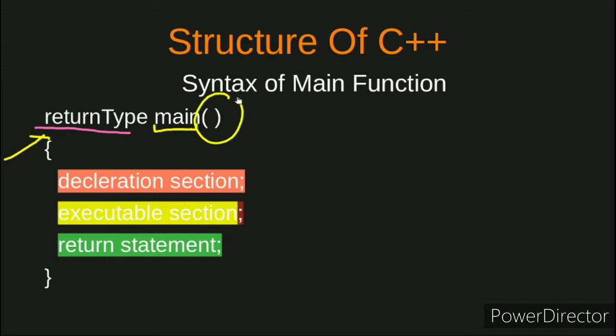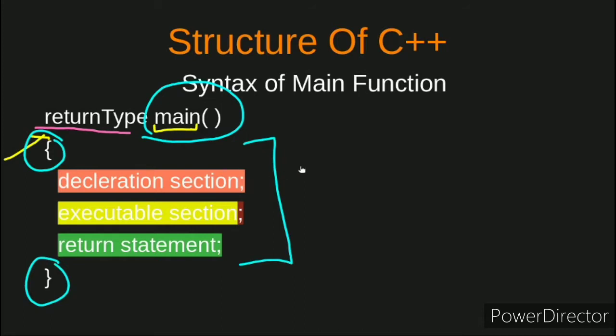Apart from the return type, the next thing that we have is the main keyword followed by two circular braces. Care should be taken that main is written exactly as it is seen on the screen. Then we have an opening and a closing curly brace, which defines the block for our main function, and inside this block we have the declaration section, executable section, and the return statement.